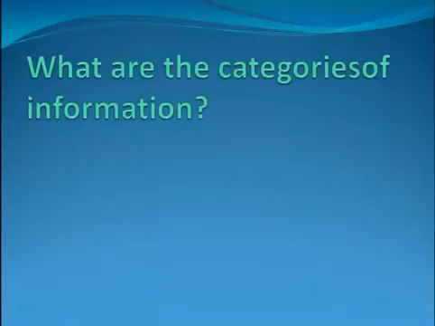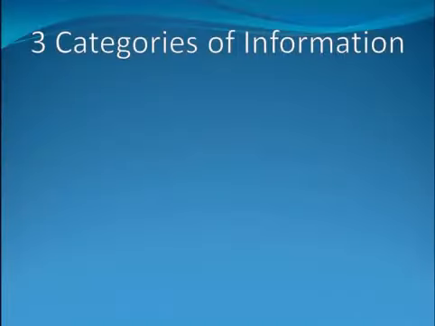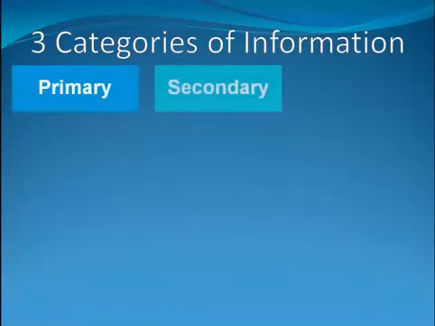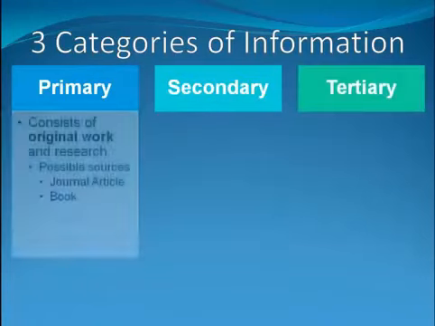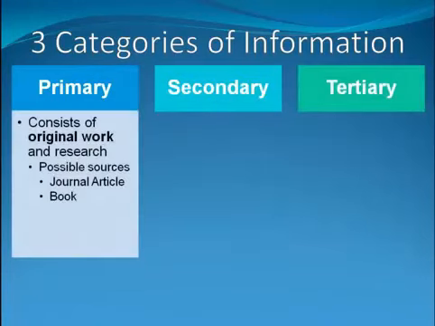Now, the next question is, what are the categories of information? There are three categories of information. One is primary, the second one is secondary, and the third one is tertiary. Primary work consists of original work and research. Possible sources that you'll find primary work exist in journal articles and books.